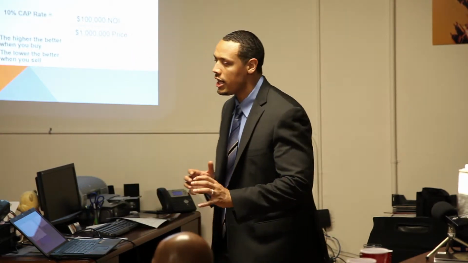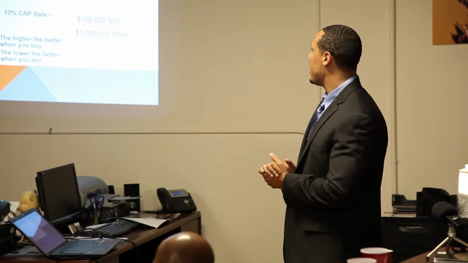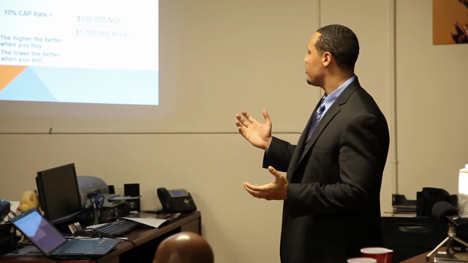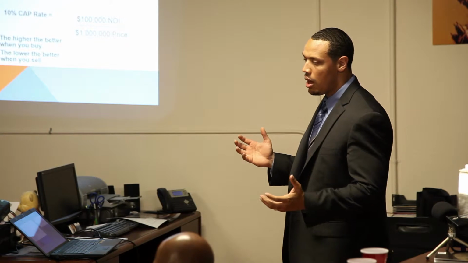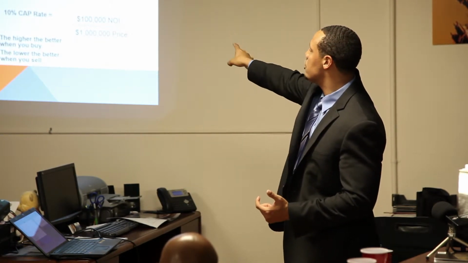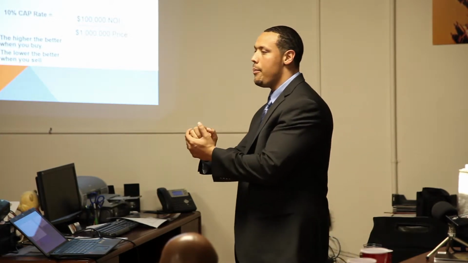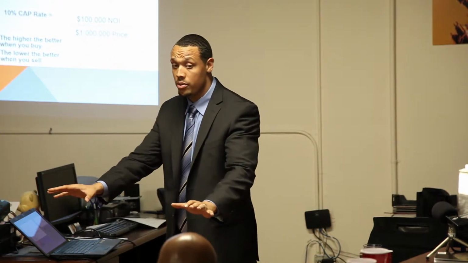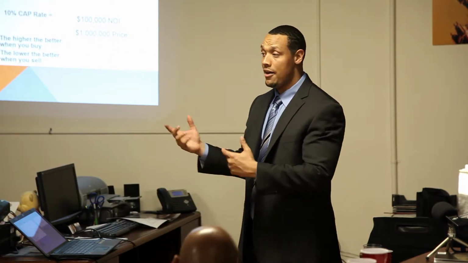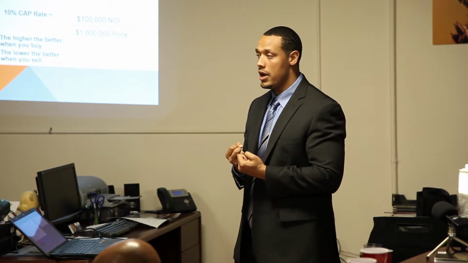Here's a quick example, and I'm using some real vanilla numbers here. A 10% cap rate would be this example. If I had $1 million and I paid $1 million cash for a building, and that building generates $100,000 in net operating income, right? So I paid cash for the building, I got zero mortgage payment. I have no mortgage. I have bills though. The net that I receive is $100K.